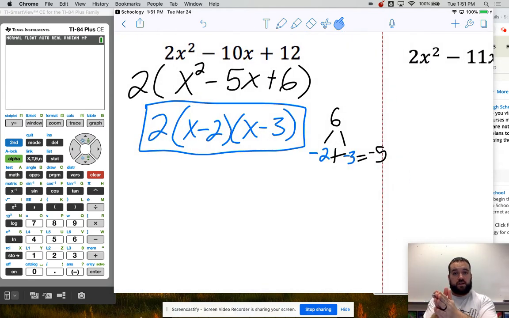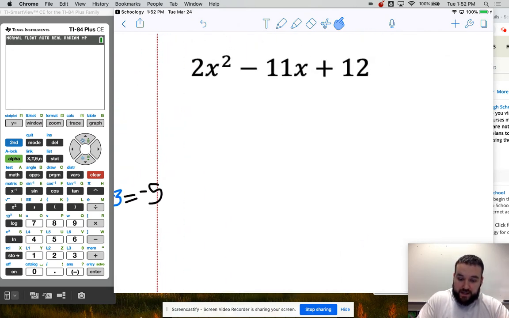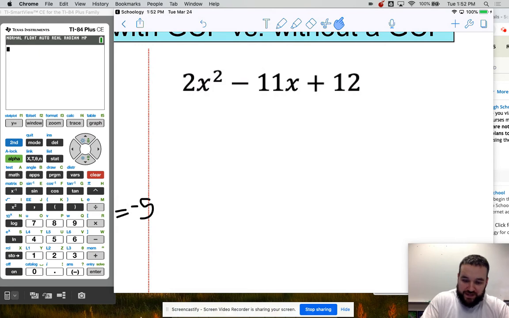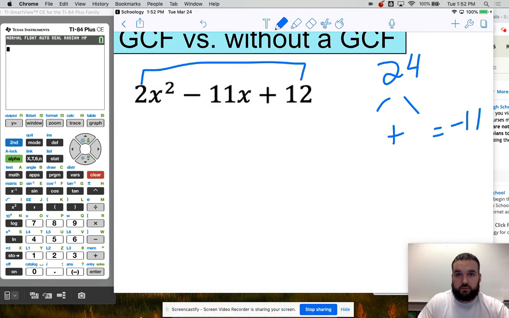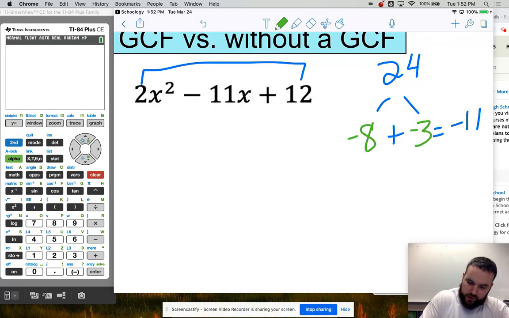If there's a number in front of x squared, just take it out front and then treat the rest of the problem like a simpler trinomial. If that a value isn't a GCF, then we have to go a times c right away. So a times c, 2 times 12, is 24. I need factors of 24 that add to negative 11. Poke around a little bit, see if you can figure out numbers. It ends up being 8 and 3, both negative.